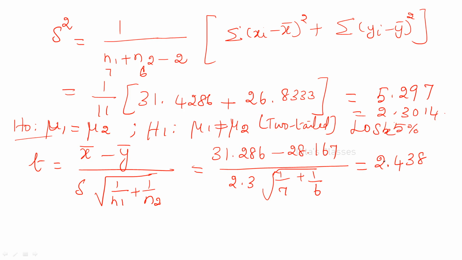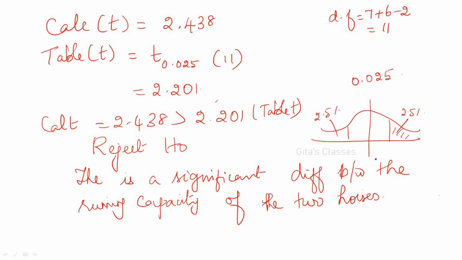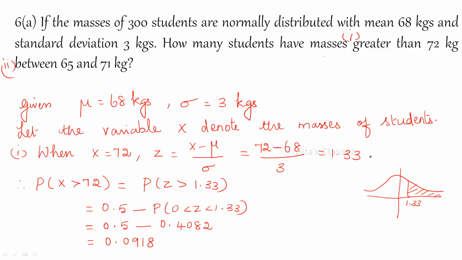So these are the answers. And this is a small test and two means, two samples. Okay, so comparing the two samples. And 6a again it is a normal distribution. So given that mean is equal to 68 kg, the first one is greater than 72 kg you have to find out, and between 65 and 71 kg you have to find out.